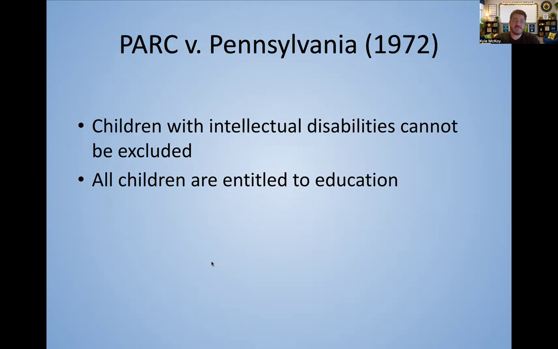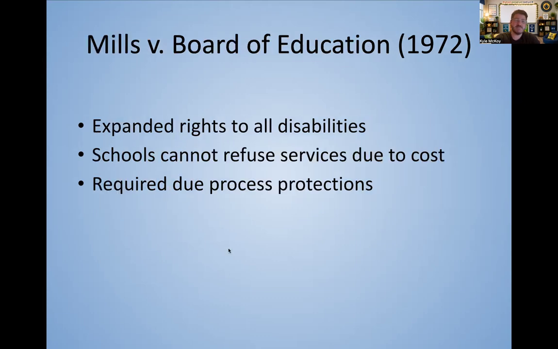First one that was a large part of this was PARC versus Pennsylvania in 1972. Children with intellectual disabilities cannot be excluded. All children are entitled to an education. So this opened the door to making sure that these students were not excluded from education, but still did not provide them with the opportunities they needed to access the education.